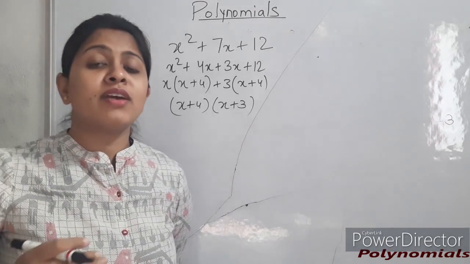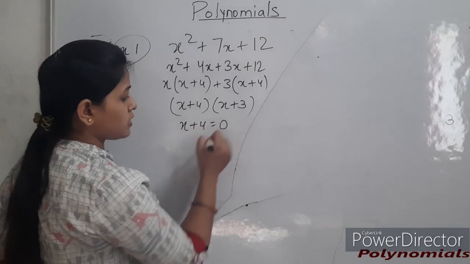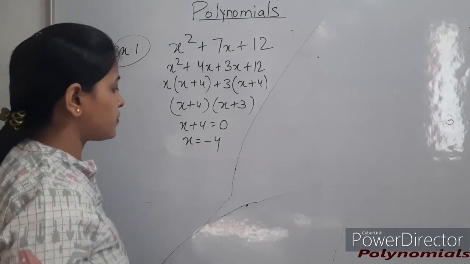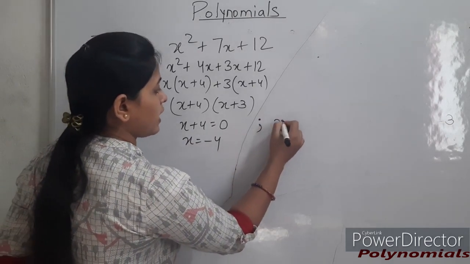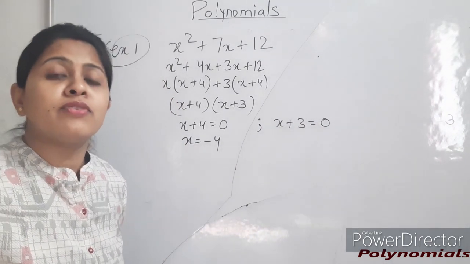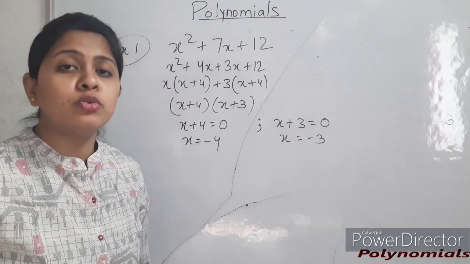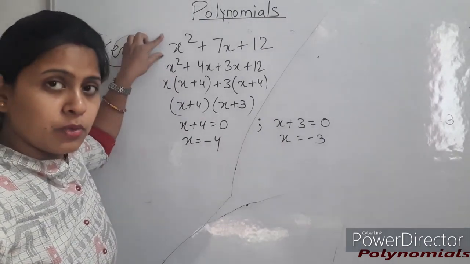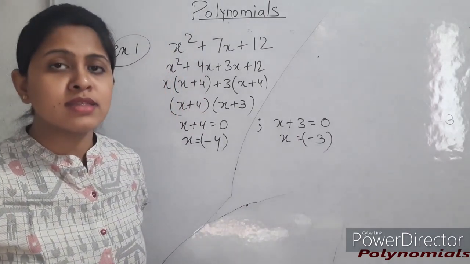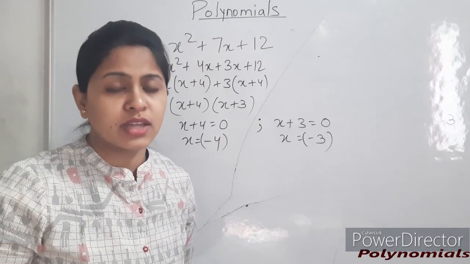Now we have to find the zeros of the polynomial. So x plus 4 is equal to 0, which gives x equal to minus 4. Likewise x plus 3 is equal to 0. On the RHS we put 0 to find the zeros of polynomials. So x is equal to minus 3. So we have found two zeros for the given polynomial: the first is minus 4 and the second is minus 3. So this was the first part of the question, find the zeros of the given polynomial.